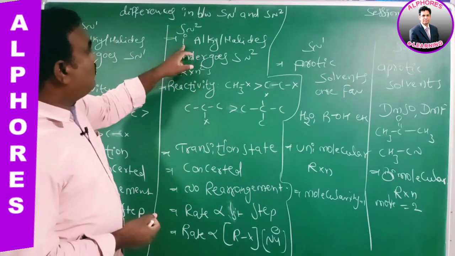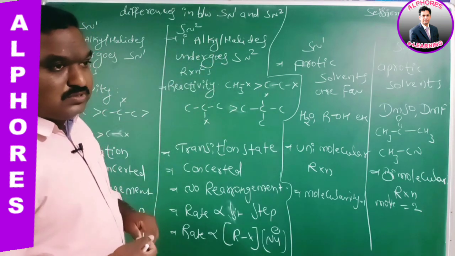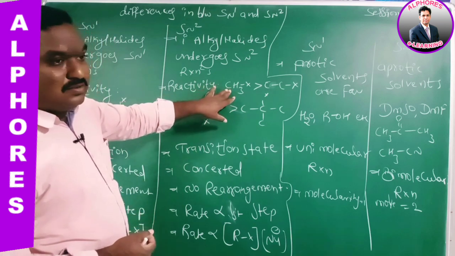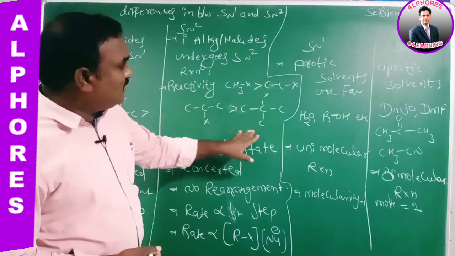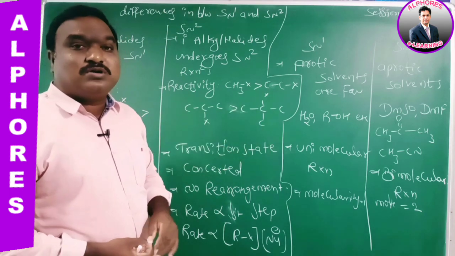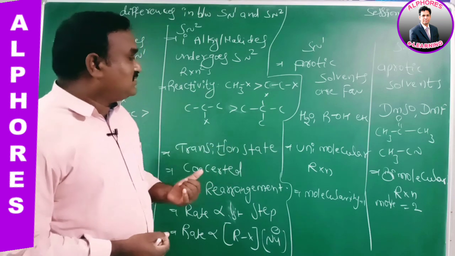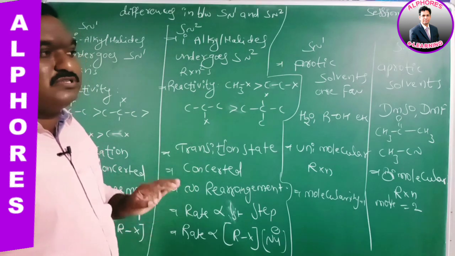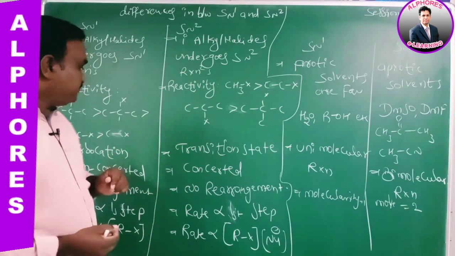So what type of compound? Primary alkyl halides undergo SN2 reactions. If you check the reactivity order, normal primary, here the bulky nature somewhat increases, here it increases, here it completely increases. So the steric effect is more, which means the reactivity is somewhat less here. Primary compounds are the more active compounds in bimolecular nucleophilic substitution reactions.